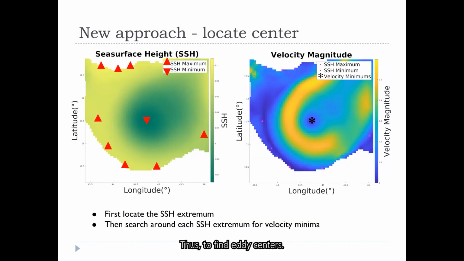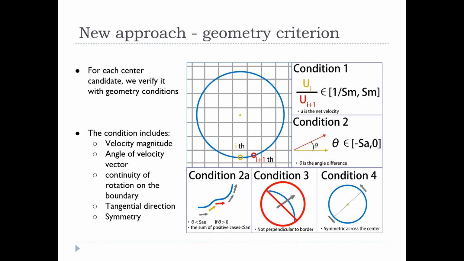Thus, to find eddy centers, we start by detecting the local maximum and minimum of sea surface height. After that, we find all the velocity minimums in a neighborhood around each sea surface height extremum. These velocity minimums are used to locate a precise center for each eddy candidate. However, these features could still be the center of other oceanographic structures like meanders. Thus, we need to verify that these centers satisfy the geometric structure of an eddy.